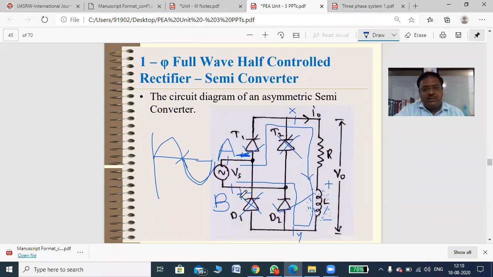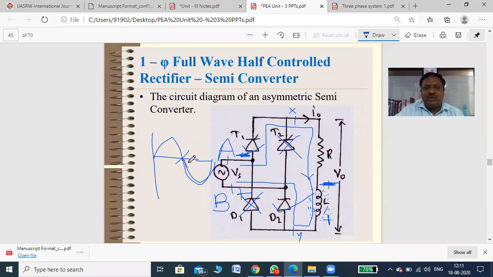So A is negative, B is positive. A negative means diode D1 is in forward bias condition, right? And diode D2 is in reverse bias condition. Now what happens when a negative half cycle is applied? The polarity of the stored charge across the inductor gets reversed. So the downward direction is positive and the upward terminal is negative, right? And now the inductor starts to release the energy.